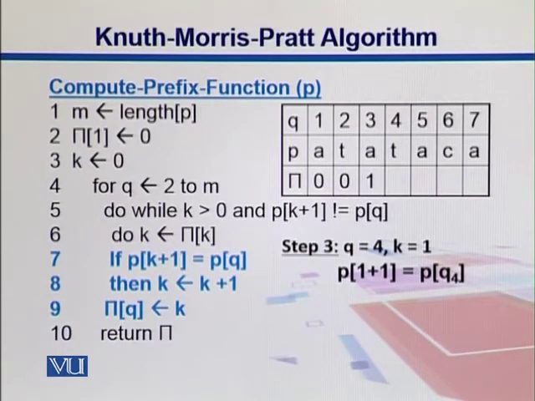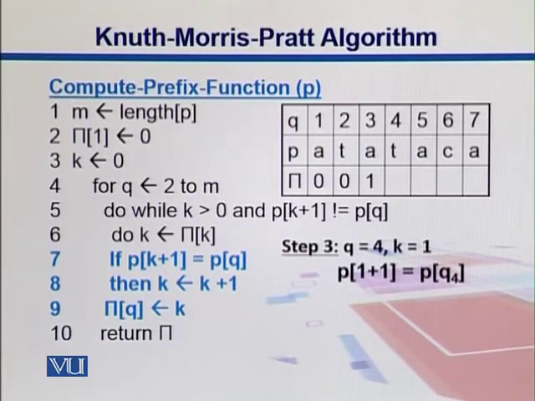And at the top we will also see that since our K is greater than 0, but P of K plus 1 is not equal to P of Q, this condition number 5 is not true, so we won't go there. Rather, 7 is true, because here we see that P of 2, at the second position, we have a T. So that matches with P of Q, which is 4. That's also a T. So in this case, we increment the K.